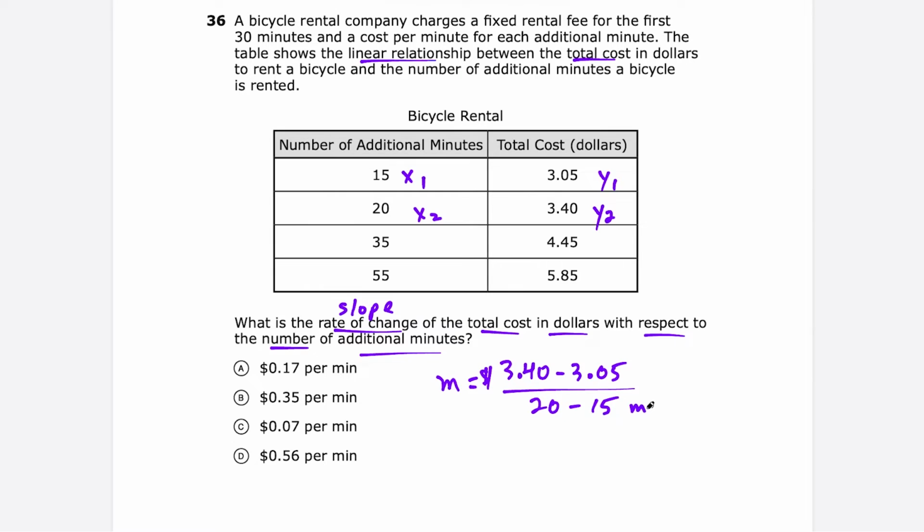So dollars per minute. And now if I do the subtraction, this is going to give us 3.40 minus 3.05 is 0.35. And if I do 20 minus 15, I get 5. And once again, it's dollars per minute. So we have this many dollars per minute. And if I just do the division here, this is going to work out to 0.07. So this many dollars per 1 minute. Okay, so I'm just dividing these numbers here, and this is going to match up with choice C.